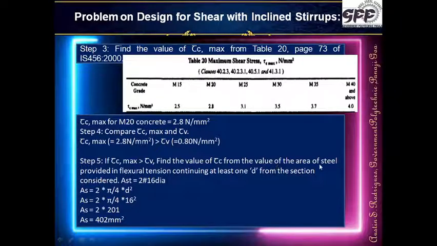Based on that, in order to find out the value of tau c, the code says we have to look at the value of area of steel provided in flexural tension continuing at least one effective depth from the section considered. So over here we have to consider 2 bars of 16 which are going to the support. 2 bars of 16 give me the area of steel as 402 mm square.